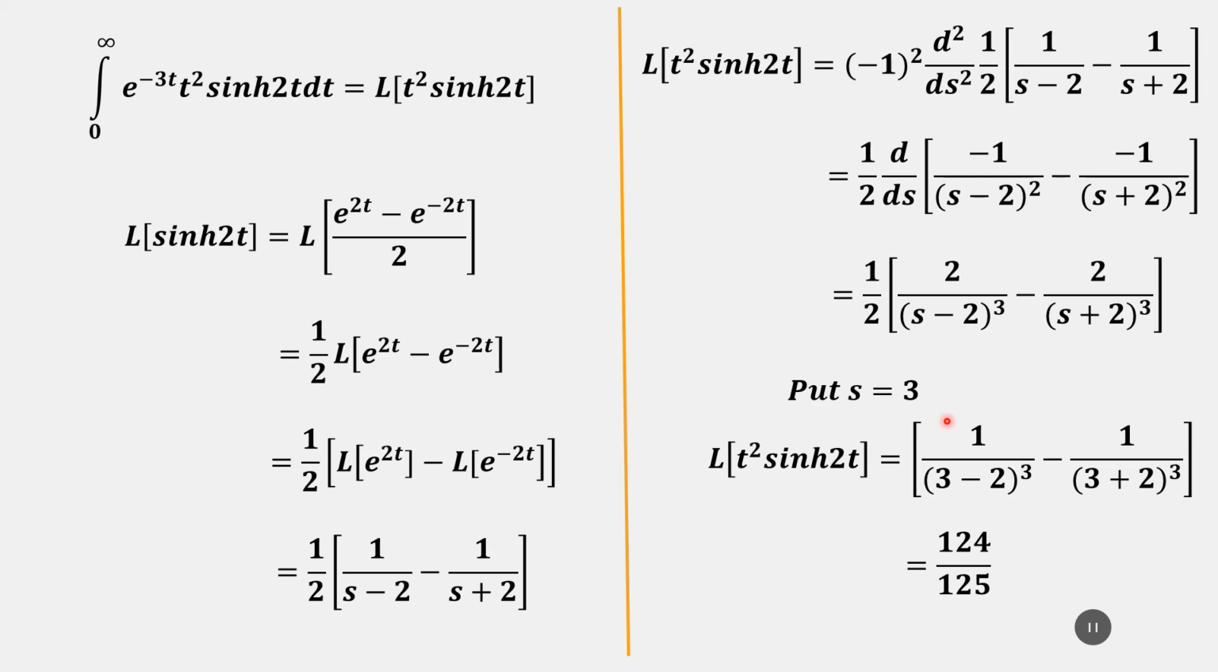So L of t square sinh 2t is, in terms of s, a function of s. Laplace transform, the answer will be in terms of s. Putting s equal to 3, the value of this integral is 124 upon 125.